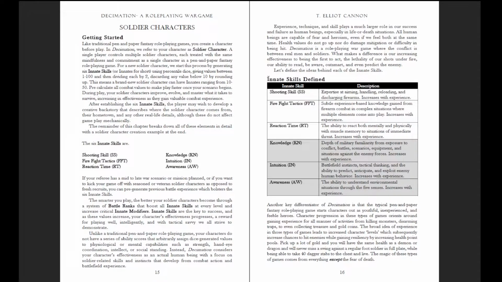Last one we have here is the reaction time. Now, the reason why these first three are white is because they're very interconnected, and the ones that are beige are a little bit separated. They're more mentally oriented. The reaction time is really just how good you are as a human being at reacting to situations, both mentally and physically, with muscle memory in situations of immediate threat.